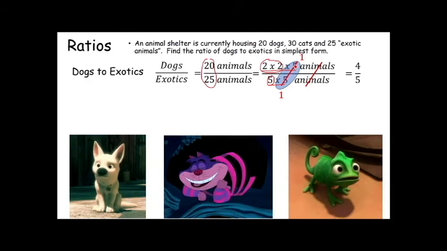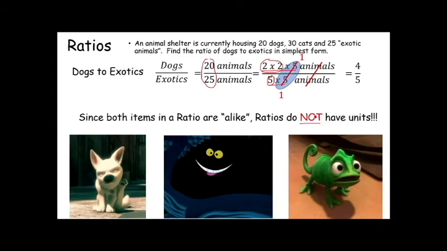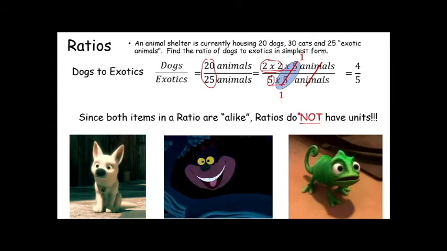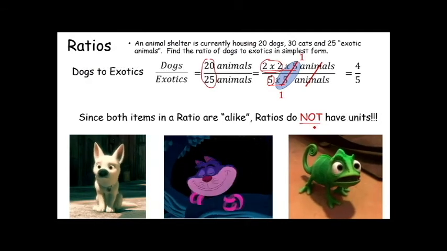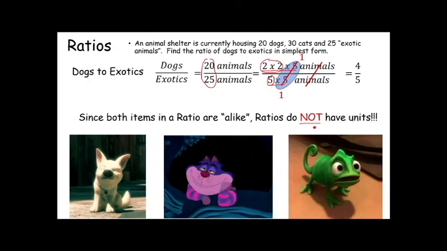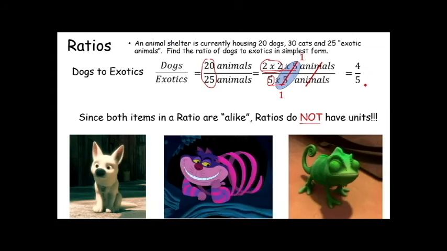Notice that my ratio does not have units. Make sure you make a note of this, star this, circle this, underline it. Make sure you're very, very aware of this. Ratios do not have units. So this is just 4/5.